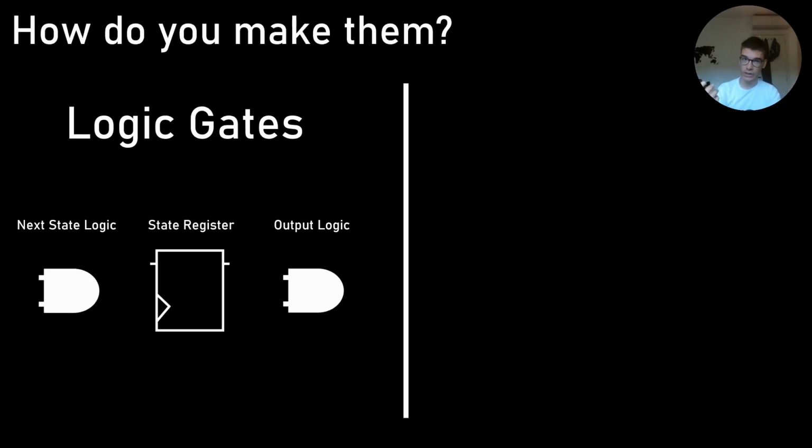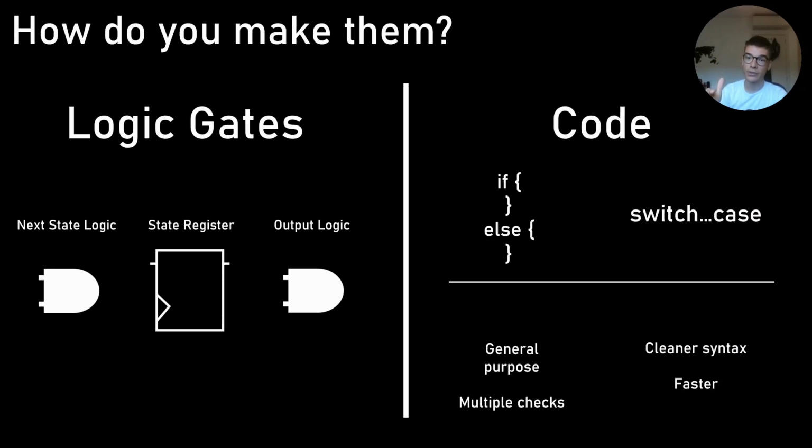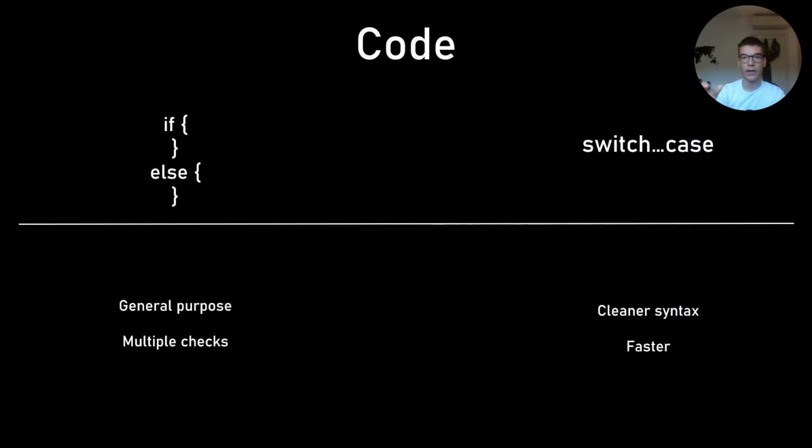How do you make them? Well, you could use logic gates, for example, and this is what's used in the processor in your computer. But that's not really manageable for our purposes. We are going to use code: an if-else structure and a switch case structure. Both of these structures are very similar, but the if-else structure is more general purpose. You could have multiple checks for a state transition, for example.